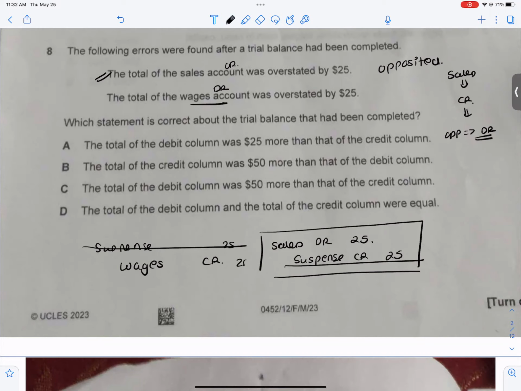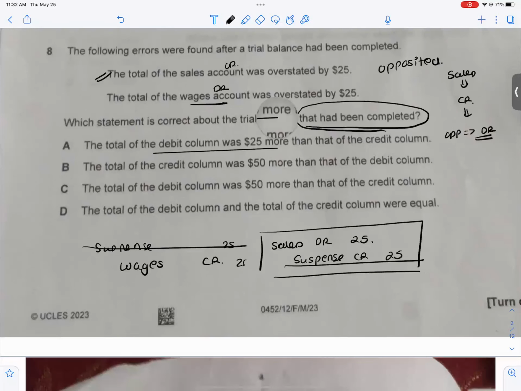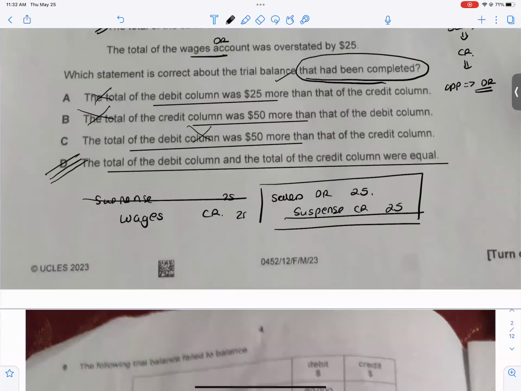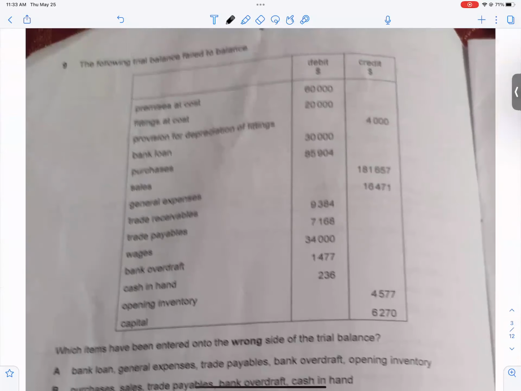Which statement is correct about the trial balance that was completed before? Was the total of debit column more? No. Was the total of credit column more? No. So the total of debit and the total of credit column were equal. It's option D. Can we go to the next one?